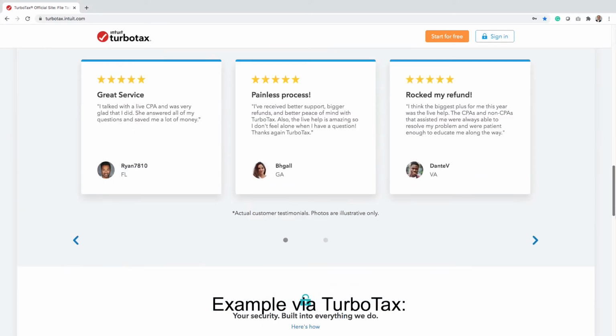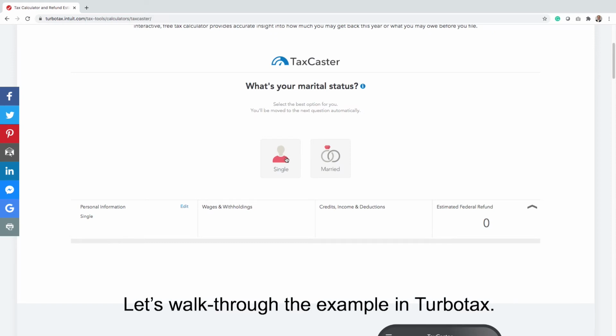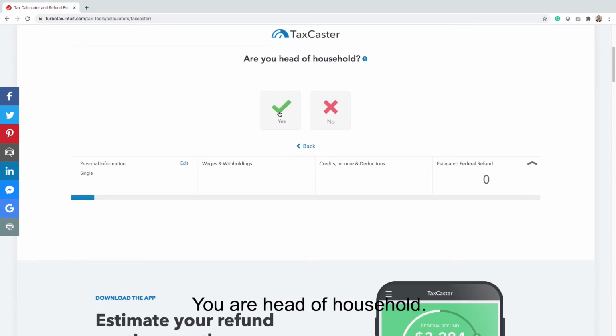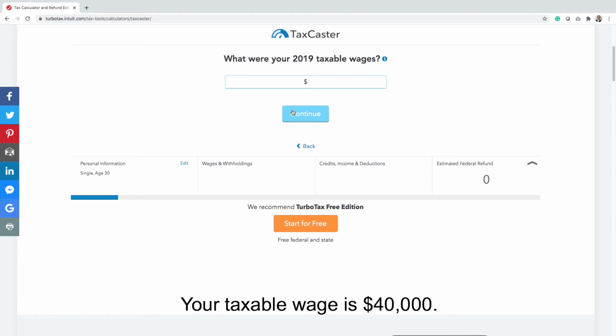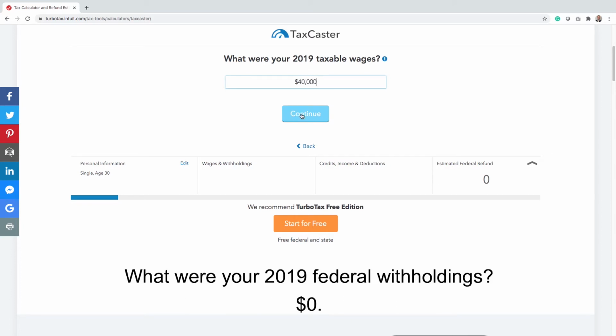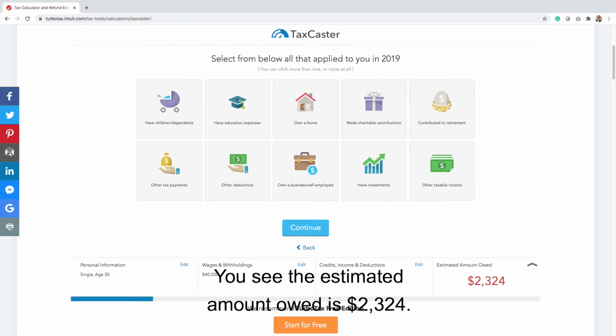Example via TurboTax. Let's walk through an example in TurboTax. You are single, you are head of household, you are 30 years old, your taxable wage is $40,000. What were your 2019 federal withholdings? 0. Any 2019 state withholding? 0. You see the estimated amount owed is $2,324.